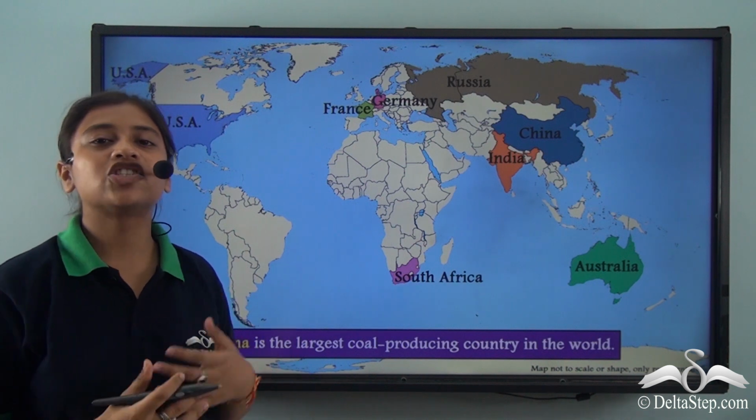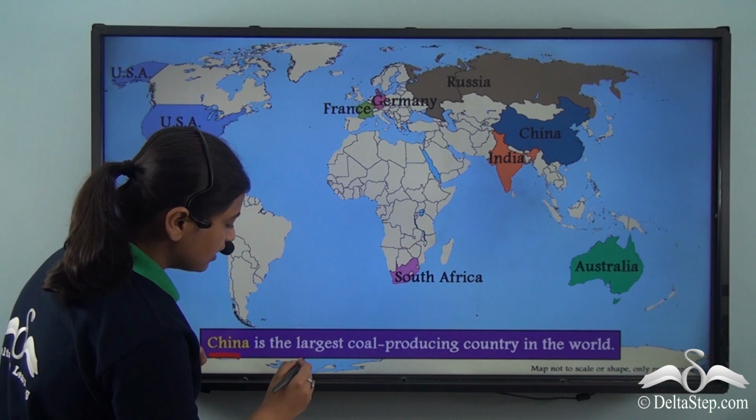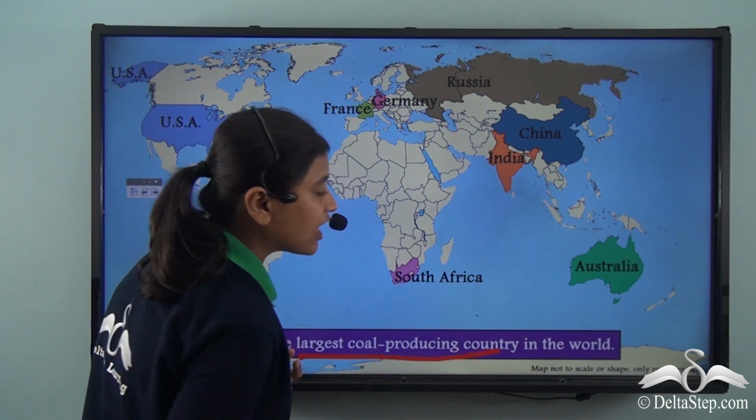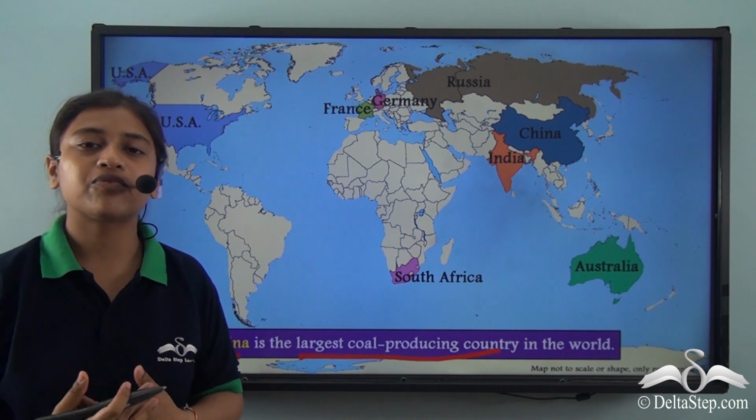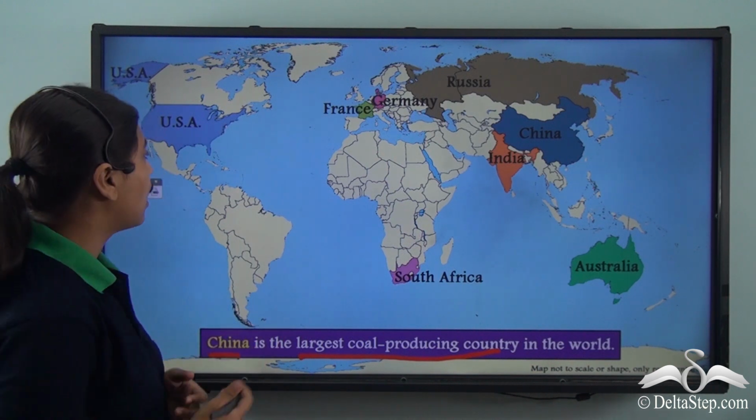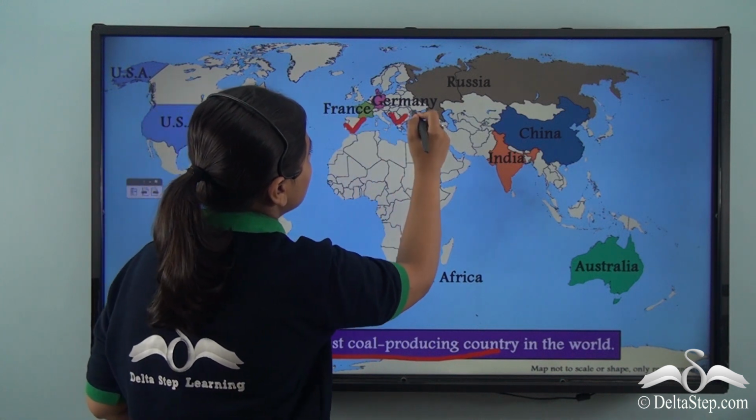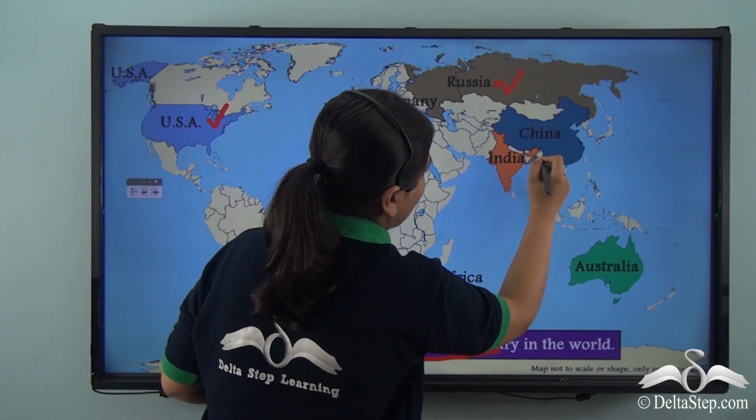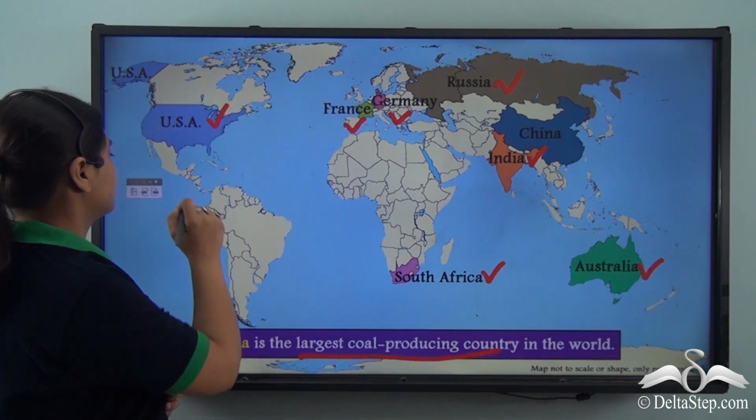Globally, China is topping the list in the production of coal. So, China is the largest coal producing country in the world. Other countries which are also doing well in the production of this organic mineral are USA, France, Germany, Russia, India, Australia, and South Africa.